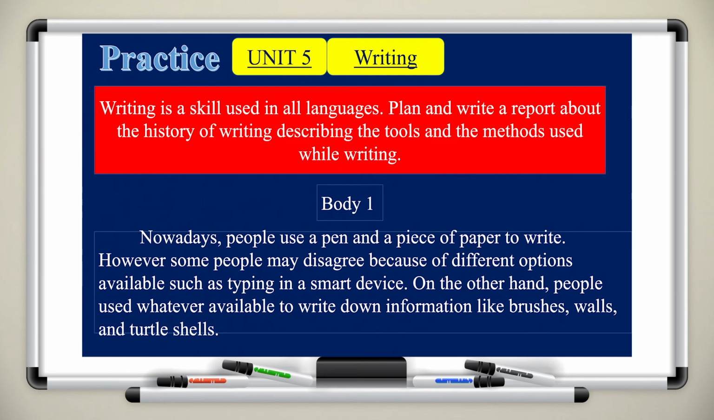Nowadays, people use a pen and piece of paper to write. However, some people may disagree because of different options available, such as typing on a smart device. On the other hand, people used whatever was available to write down information, like brushes, walls, and turtle shells. So in the past, they used these items, the brushes, carving in walls, and turtle shells. They inscribed on turtle shells. But nowadays, they just type and even maybe use different technology to help them write down information. Okay, so that's about the tools.